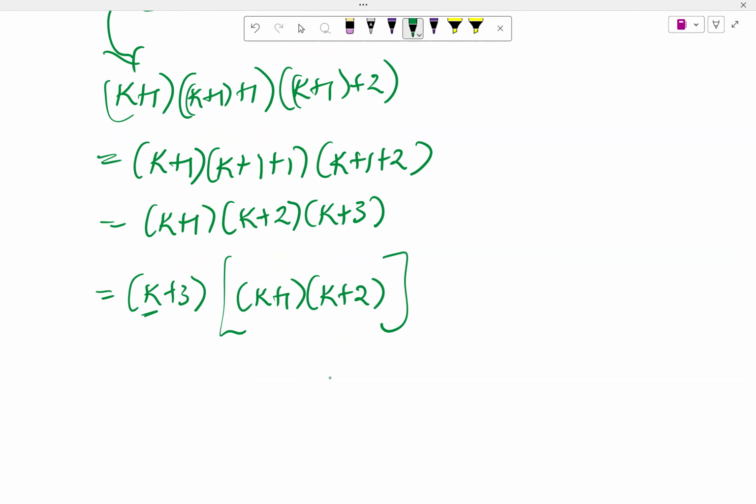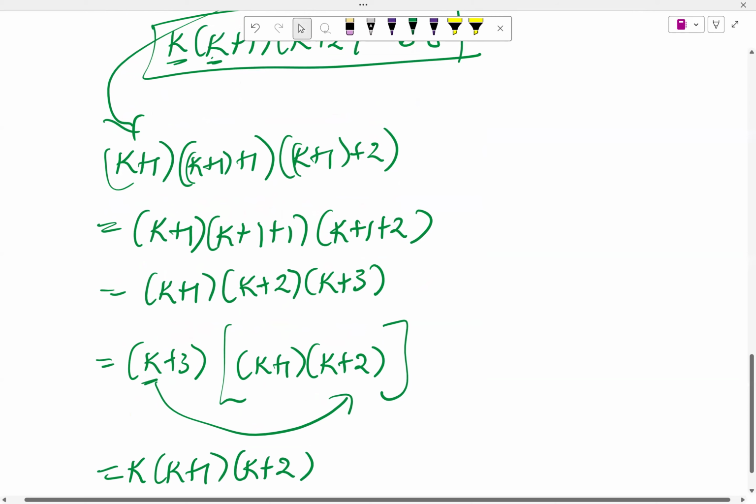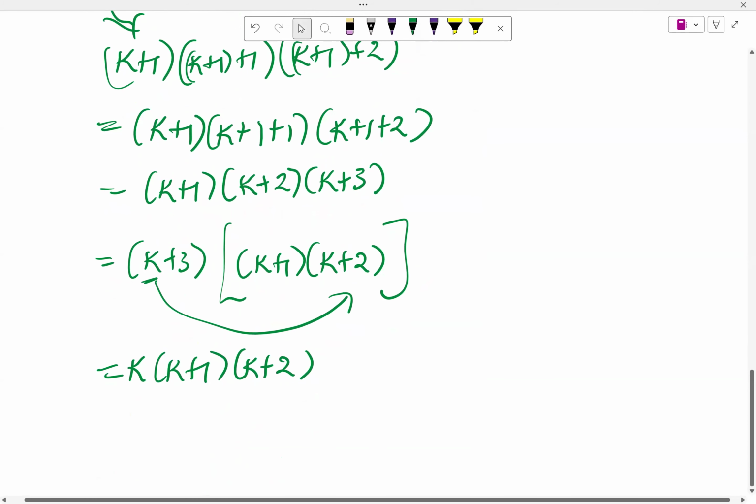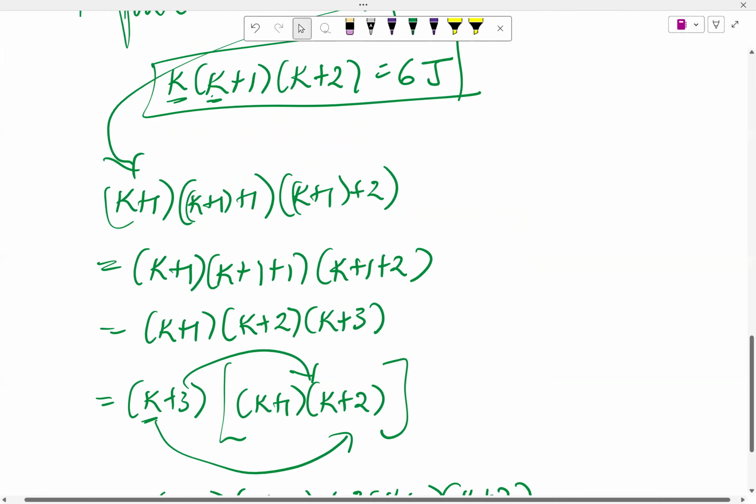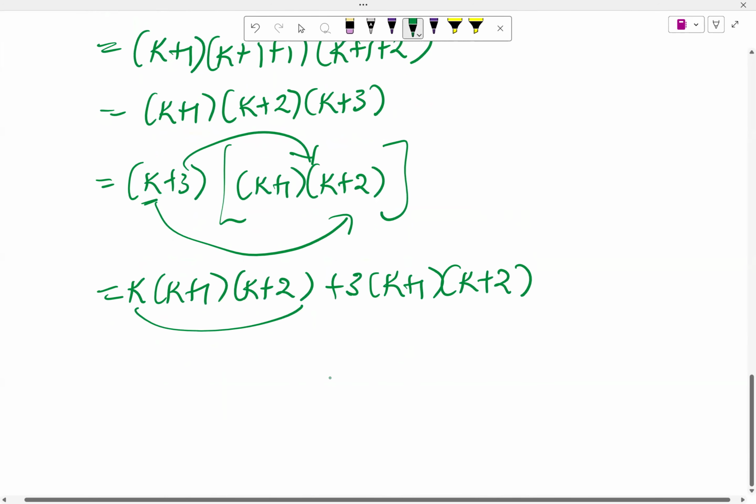So I can now say k multiplied by this whole thing, and I get k into k plus 1 into k plus 2. This has been established to be a multiple of 6, at least from the inductive hypothesis stage. So the next thing we have is 3 multiplied by this whole thing. That is plus 3 into k plus 1 into k plus 2. So without any doubts, from where we are coming from, we know this guy is 6j.